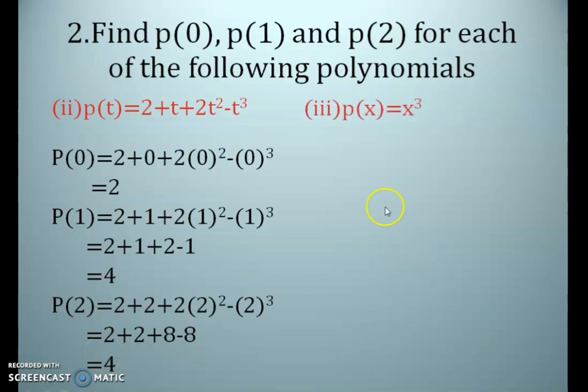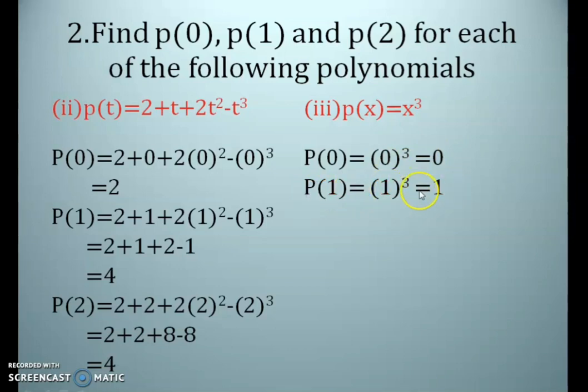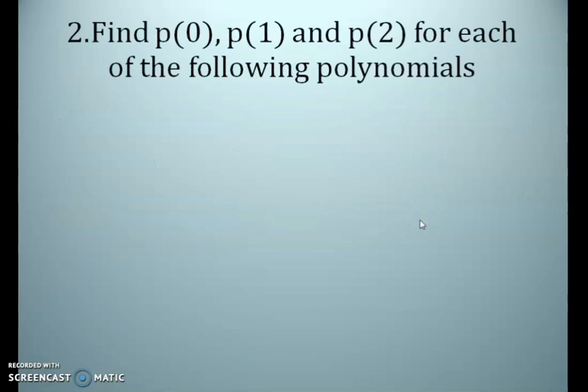Next problem is p of x is equal to x cube. So we have to find p of 0 for this. P of 0 is equal to 0 cube. 0 cube will be 0. And next one is p of 1. So it is 1 cube. 1 cube is 1. And p of 2, 2 cube is 8. And we'll move on to the next sum.